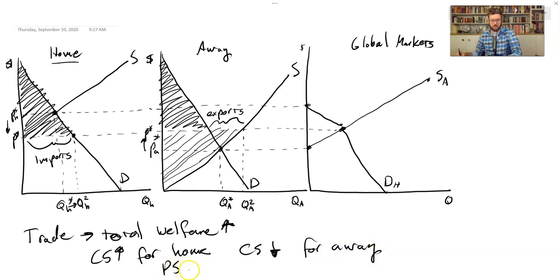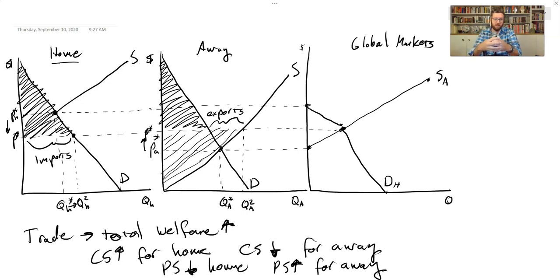And producer surplus is down a lot for home, and producer surplus is up for away. And the fact that total welfare is increased by trade tells us that the gain in consumer surplus is more than enough to offset the losses in producer surplus for the home country, and the gain in producer surplus is more than enough to offset the losses in consumer surplus. That means that a government policy that tried to redistribute some of those gains to the losers could potentially make everyone in the society better off. We could have a Pareto improvement.